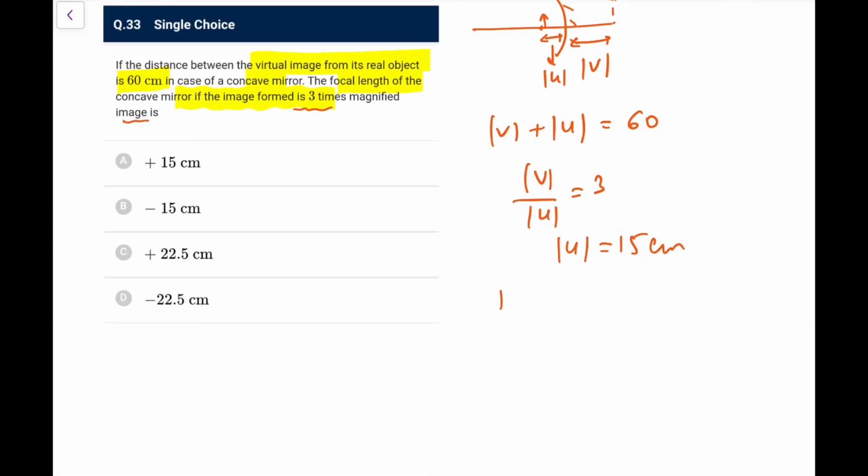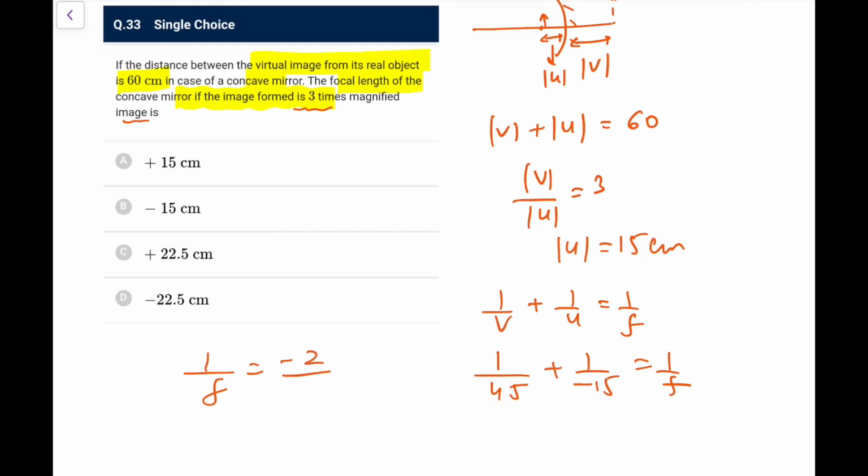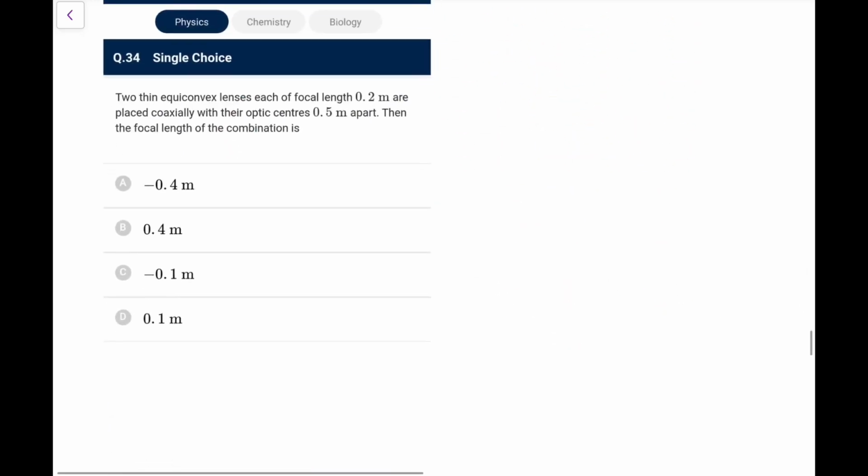So the focal length would be, using the result, 1 by v plus 1 by u is 1 by f, and as per convention v will be positive but u will be negative. So 1 by f is going to be minus 2 by 45. So f is minus 45 by 2, minus 22.5 centimeters. Go for D. Next.